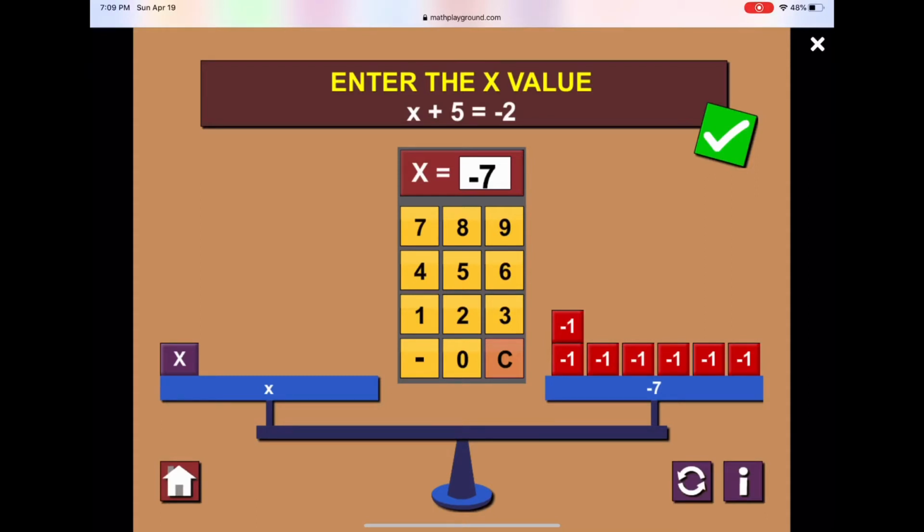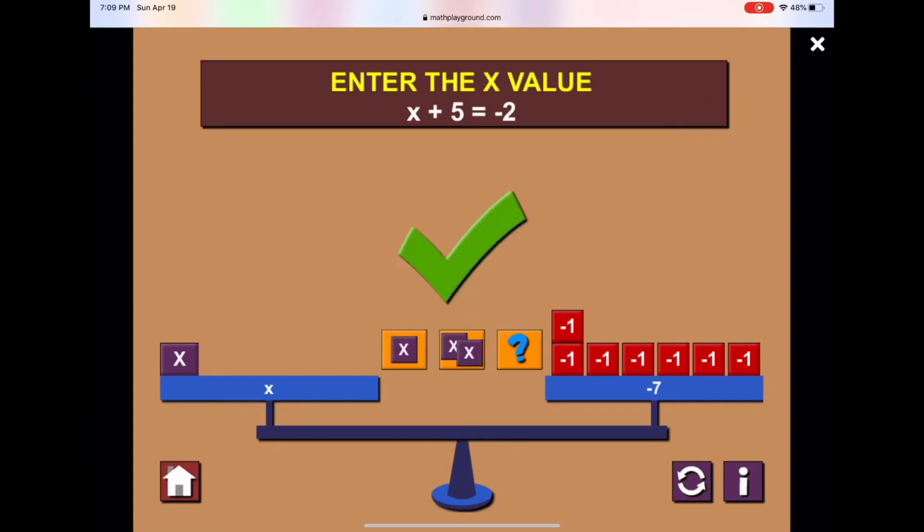I know it's kind of weird to think that something has a negative weight to it, but remember, a variable can be negative, it can be positive, it can be 0. So our answers are not just going to be positive, they can also be negative or even 0. So in this case, X equals -7. Ooh, we got it right.